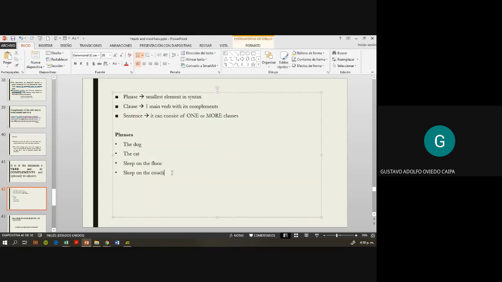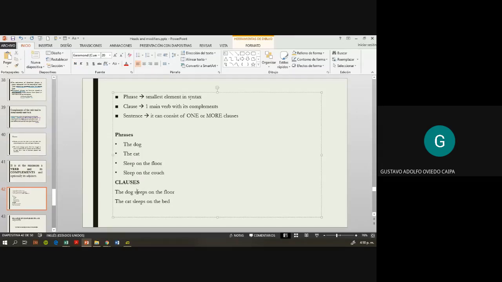Now, clauses can be this. Clauses can be the dog sleeps, in this case, on the floor. Another clause can be the cat sleeps on the bed. So these ones are clauses.